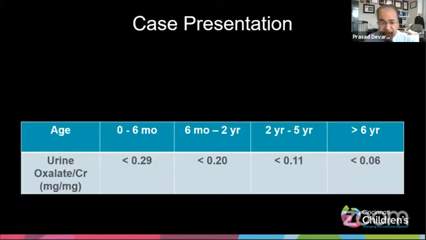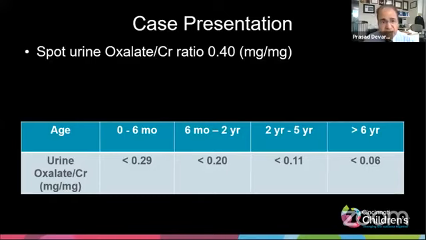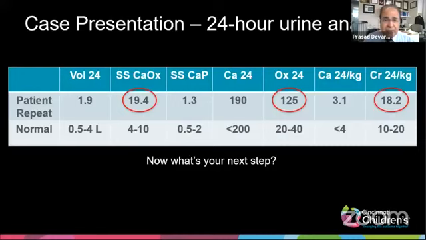Again, it changes with age. It's high in the infant, but beyond 6 years of age, it should be less than 0.06 on a spot urine. And his spot urine oxalate to creatinine ratio came back at 0.4, which was suspicious for hyperoxaluria. So then what's the next step? The next step is to measure 24-hour urine for risk factors of kidney stones.